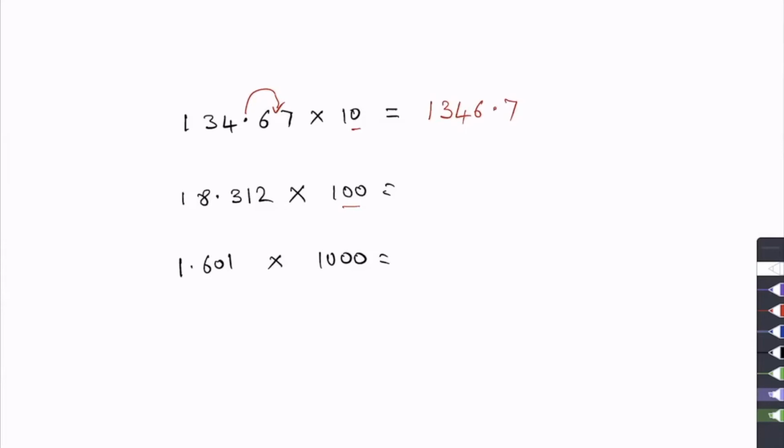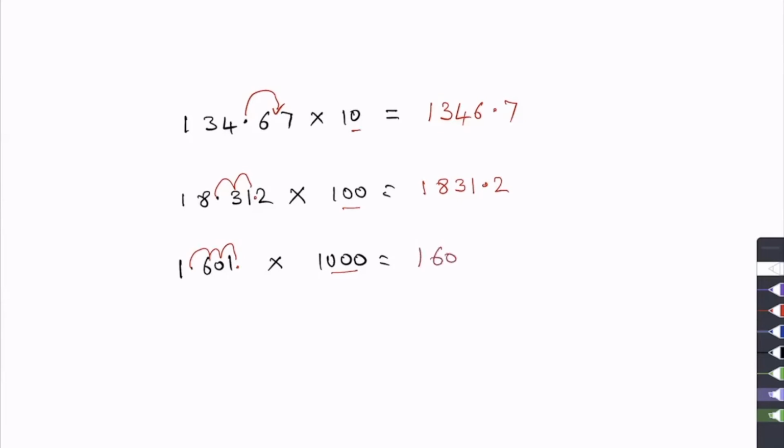So we move the decimal point 2 places to the right. So it goes between the 1 and the 2 there. So the new answer is 1,831.2. And in the last one, we have 3 zeros. So the decimal point moves 3 places to the right. It appears after the 1 right at the end. So the answer is simply 1,601.